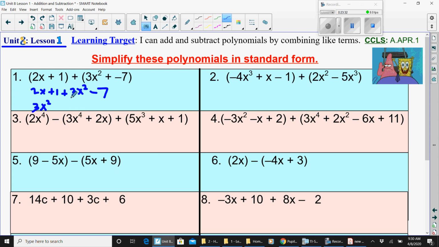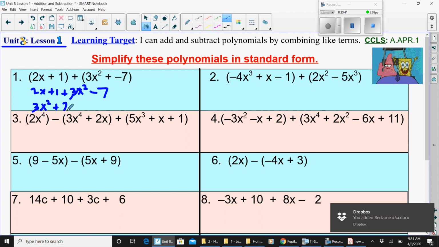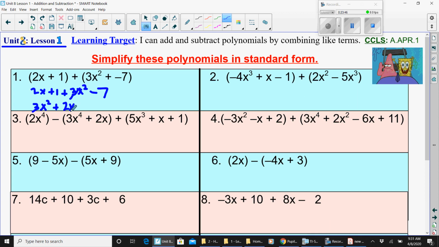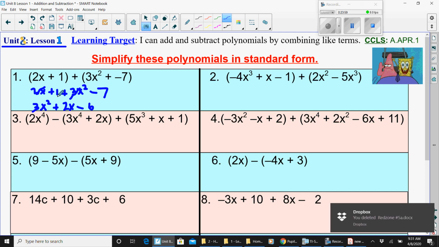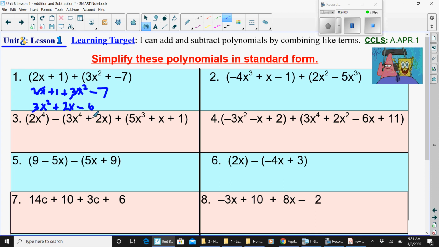All right, so that's out. You can even cross that out. Then see this 2x? That's the only x there. So that's a positive 2x. And that's out. And I have a 1 minus 7, which is a minus 6. And even if I kept that there, like a positive 1 plus a negative 7, it would be a negative 6. So that's your final answer right there.